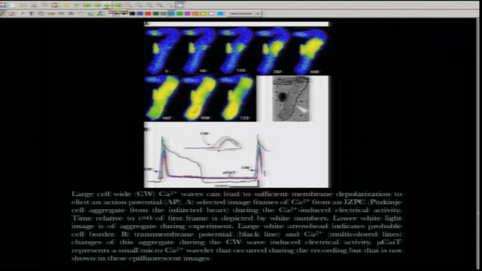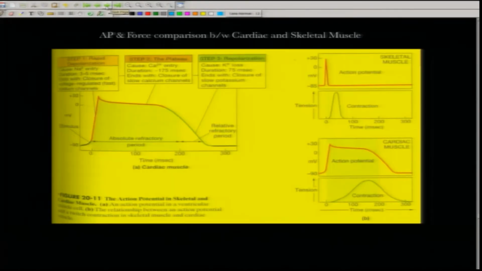And this is again a very similar example where you see this color change. So, this is where the calcium influx, kind of a calcium wave, is traveling through. These are the measurements which are very critical. And action potential and force comparison, if you look at it.